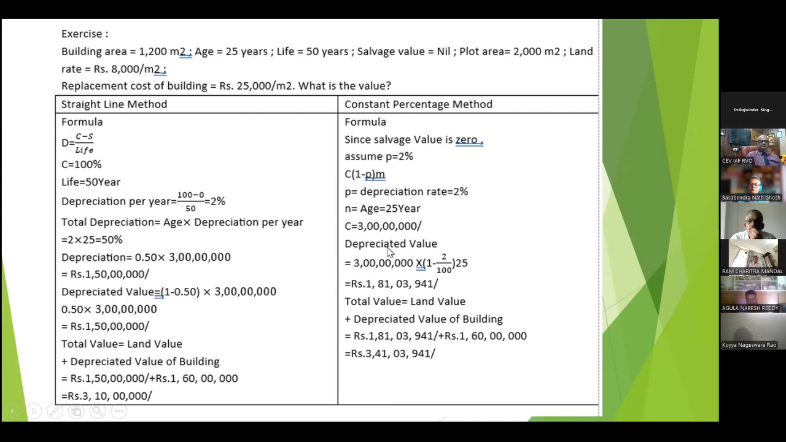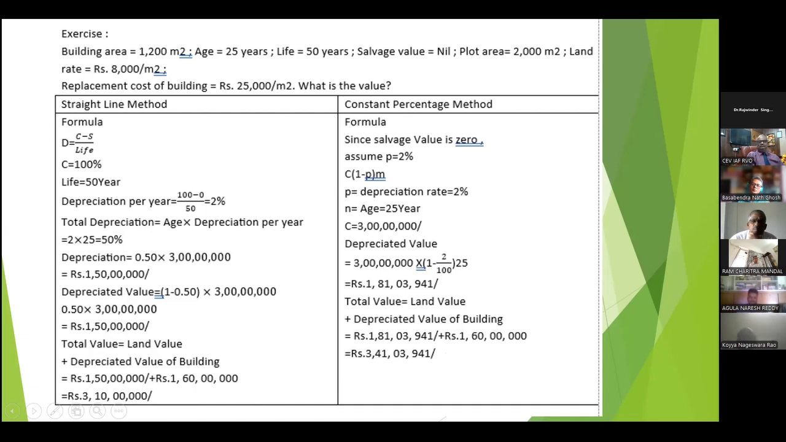So depreciated value in one step is C into (1 minus P) raised to power M. C is 3 crore. 1 minus P is 2 upon 100, raised to power 25. So the value comes out to be 1 crore 81 lakh 3,945. And then the total value, land value plus depreciated value of the building, is 3 crore 41 lakh 3,941. See the huge difference of 31 lakh in both the calculations.